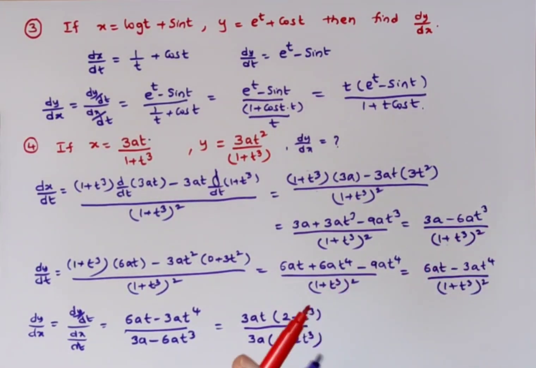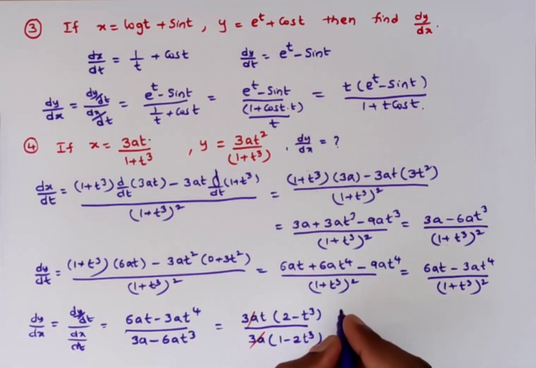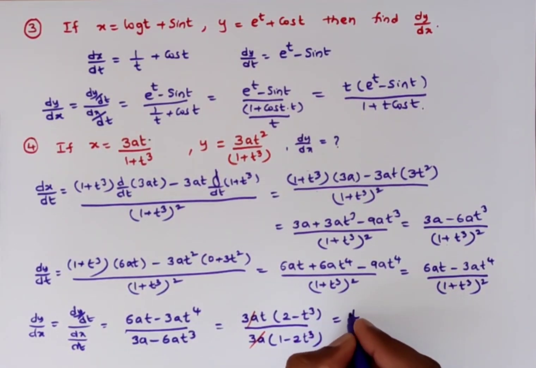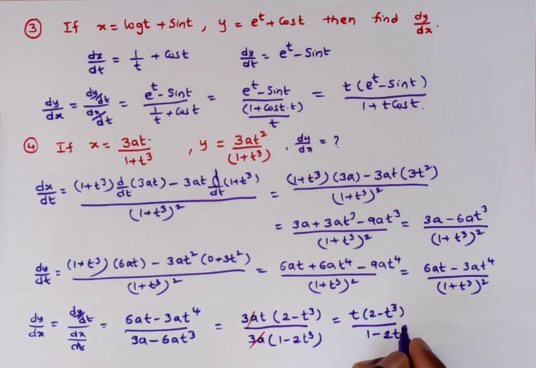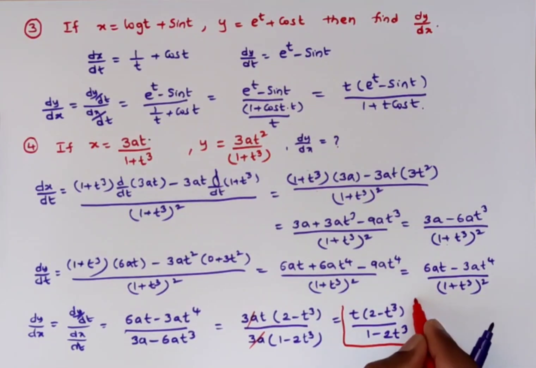So this is 3a and 3a gets cancelled. Now, the remaining part is t into 2 minus t cube by 1 minus 2t cube. So here the derivative is this part.